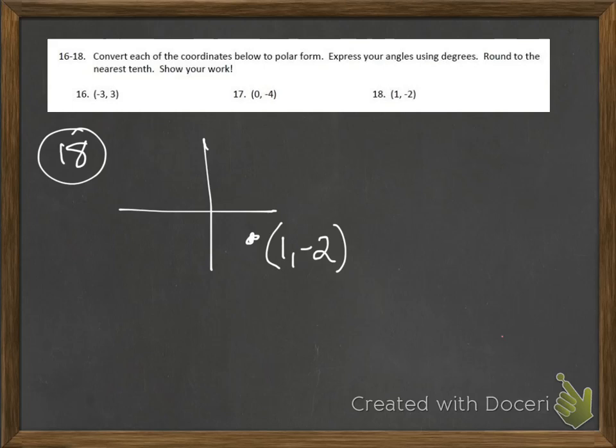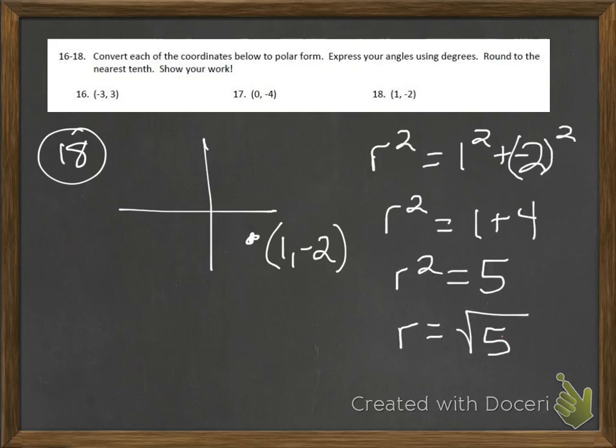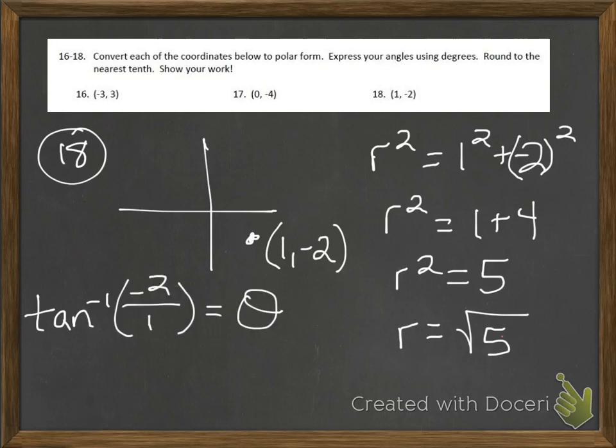On number 18, again, it helps to sketch the point first. In this case, the point ends up in the fourth quadrant. I'm going to find my r value by using the Pythagorean theorem. Completing the Pythagorean theorem gives me a result of the square root of 5. And then we'll use the inverse tangent again to determine what our theta should be.